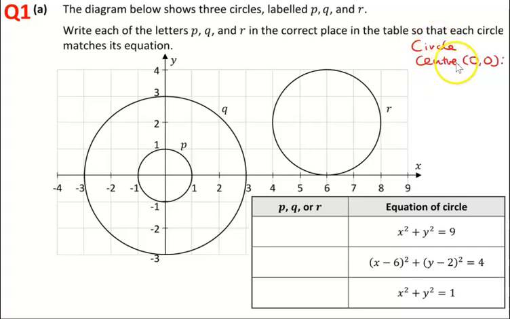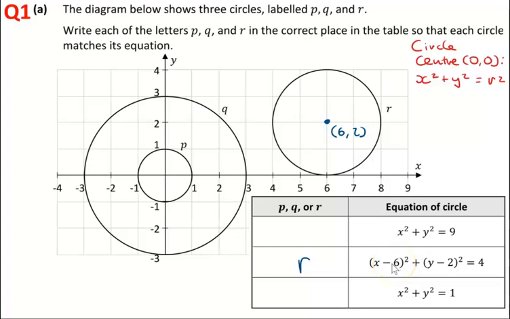So if we have a circle with a center 0, 0, the equation of that circle is x squared plus y squared is equal to r squared. So it's equal to the radius squared. This circle here, circle R, has a center of 6, 2. So it lines up with 6 on the x-axis and 2 on the y-axis. So the center is not 0, 0, so it does not have this equation. So its equation is not in that format. So this equation here must be R because it's the only one that is not in the format of x squared plus y squared equals r squared.